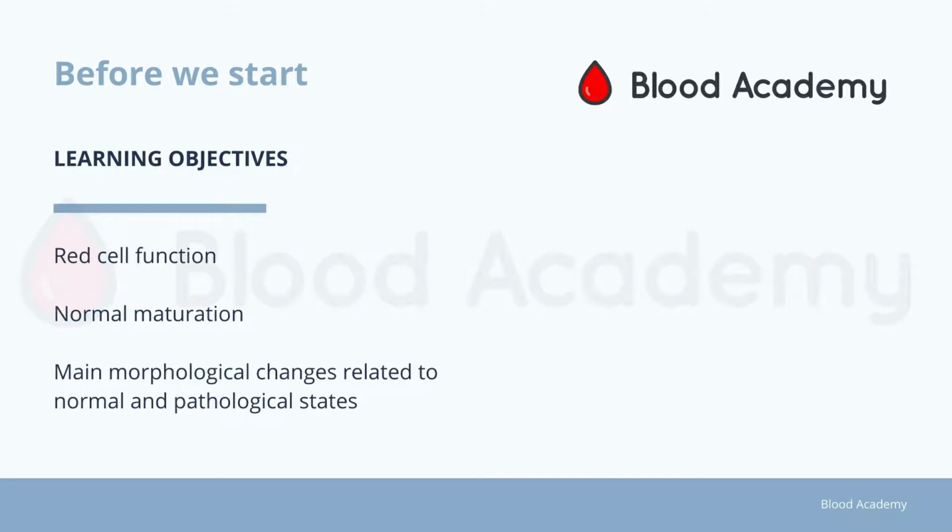After completing this section of the course, you should be able to describe the basic function and composition of a mature red cell, understand and describe the principles of normal red cell maturation, recognize the main morphological changes observed during the examination of the blood film, and associate these morphological changes to normal and pathological states.